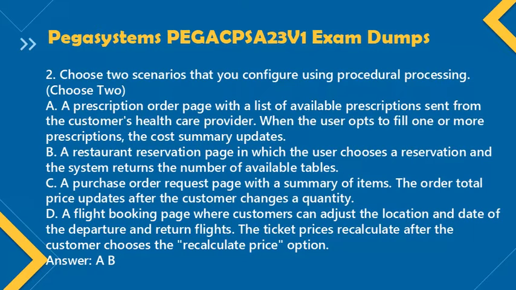This involves recalculating the total price based on the updated quantities of items in the purchase order. Procedural processing allows for real-time calculation of the order total, providing the customer with accurate pricing information as they make changes to their order. Both scenarios involve dynamic updates and calculations based on user actions, which are typical use cases for procedural processing.